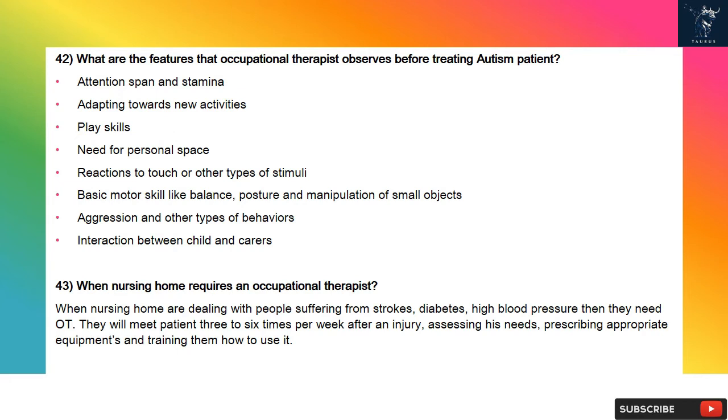43. When nursing home requires an occupational therapist. When nursing homes are dealing with people suffering from strokes, diabetes, high blood pressure, then they need OT. They will meet patient 3 to 6 times per week after an injury, assessing his needs, prescribing appropriate equipment and training them how to use it.